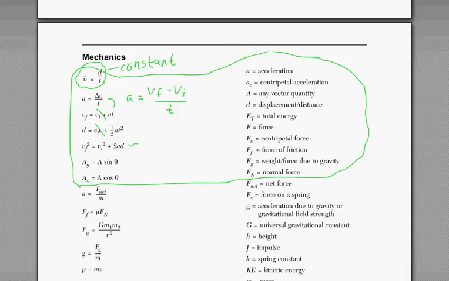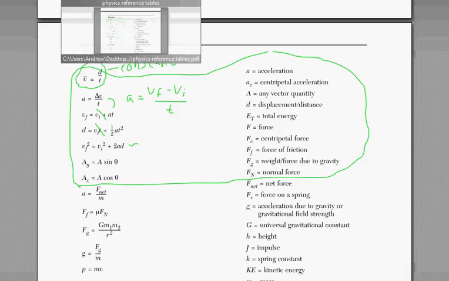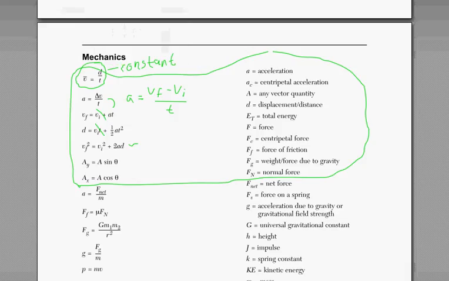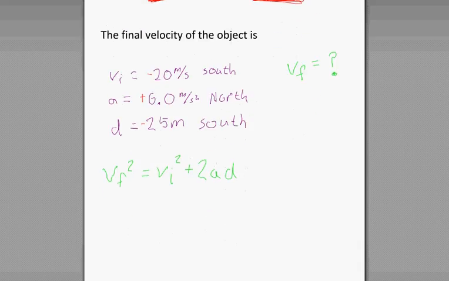Okay, so let's go back to our do now, and let's write that one down. Let's go look at it real quick. I forget. VF squared equals VI squared plus 2AD. Okay. So now the next thing all you have to do, guys, is just simply plug your variables in.